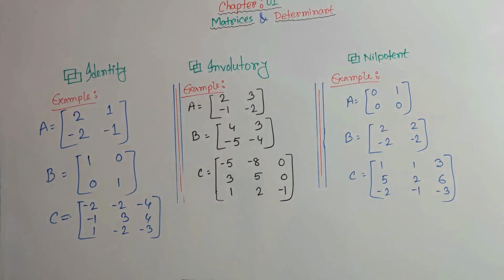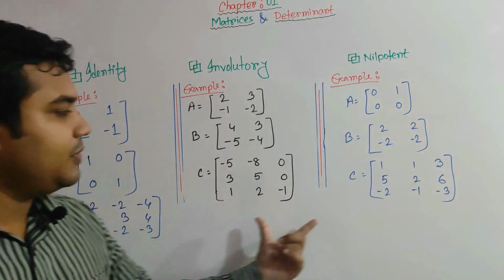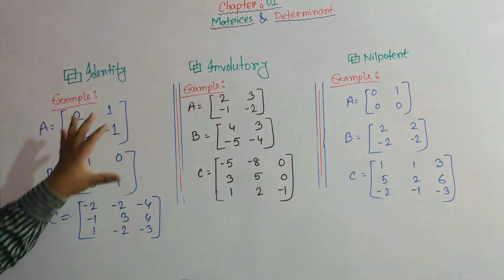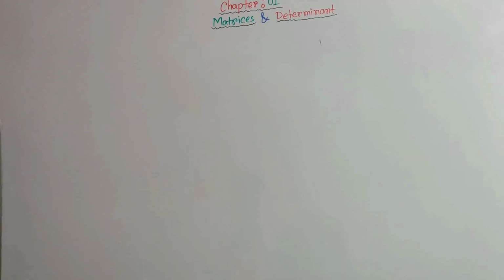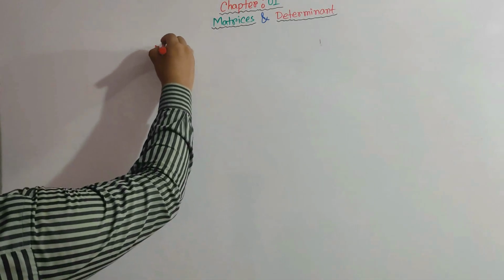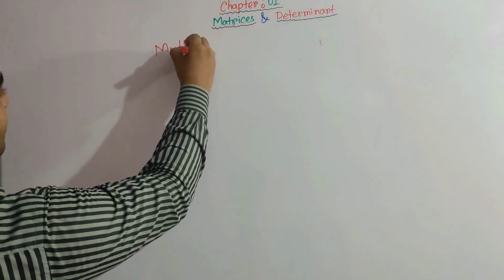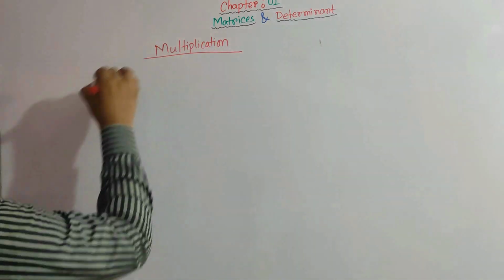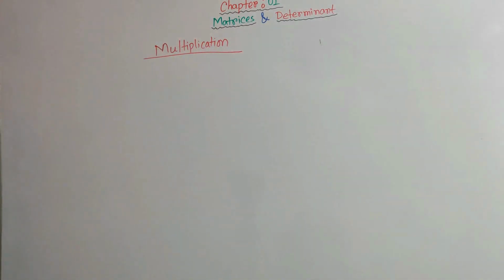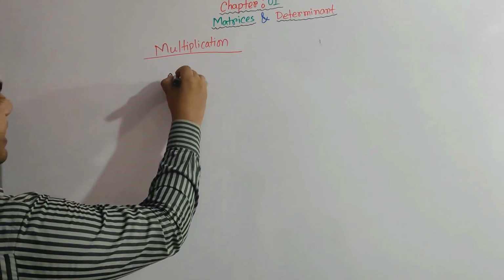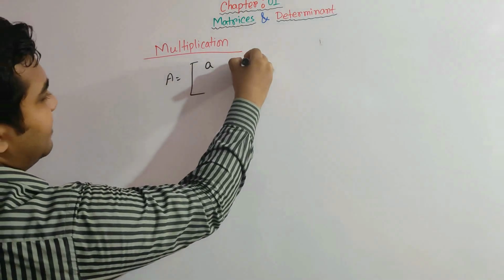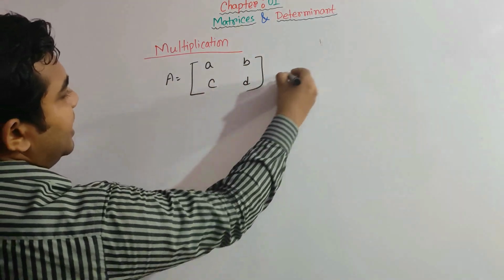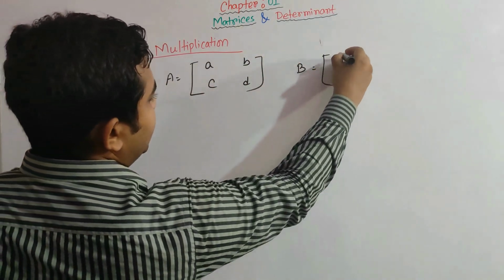Okay, dear students, here we have observed some examples of these matrices. It is matrix multiplication. Suppose we consider two matrices. A is, suppose, a, b, c, d, and B is a matrix, suppose x and y.